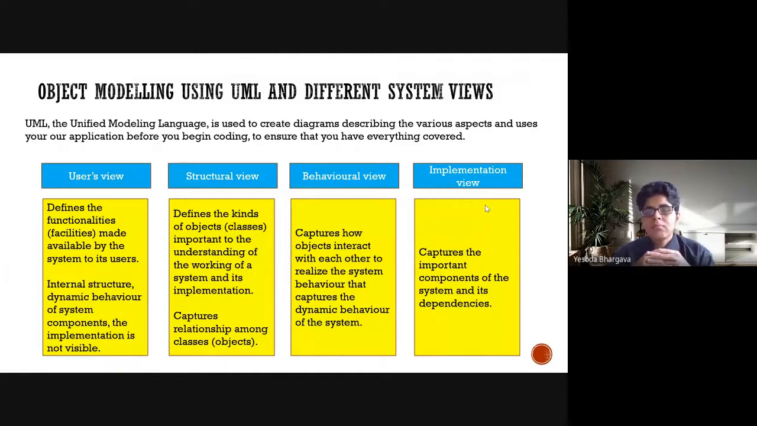So now that you know that there are different ways to design a software based on the view that is expected, why do you think it is important to look at different views of a particular system before you go on to implementation stage? So what is the importance of trying to look at a system design from multiple views? What do you think?